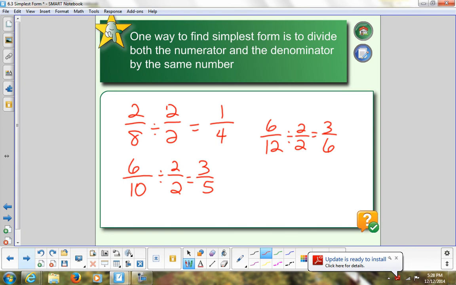That's not true, because I can divide 6 by 3. So I can divide them both by 3. So 3 divided by 3 is 1, and 6 divided by 3 is 2. Now I have my smallest fraction, which is 1/2. You'll get used to it once you play around with it a little bit more.